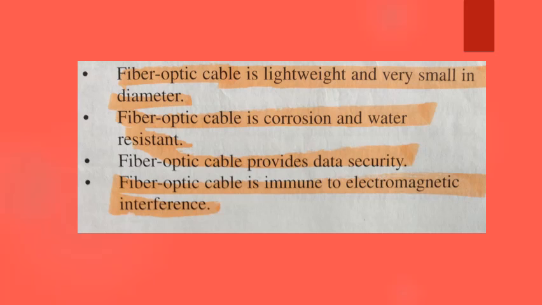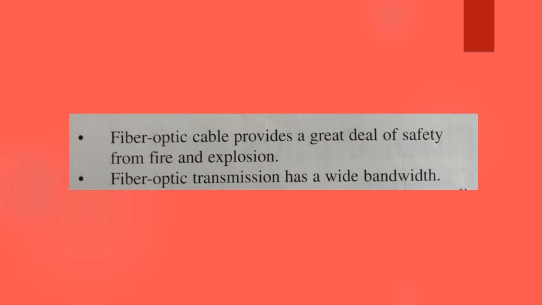The first is the fiber optic is lightweight and very small in diameter. Second, the fiber optic cable is corrosion and water resistant. Third, the fiber optic cable provides data security. Fourth, the fiber optic cable is immune to electromagnetic interference. Fifth, the fiber optic cable provides a great deal of safety from fire and explosion. And sixth, finally, the fiber optic transmission has a wide bandwidth. These advantages are all important in different applications, so we will discuss each further.